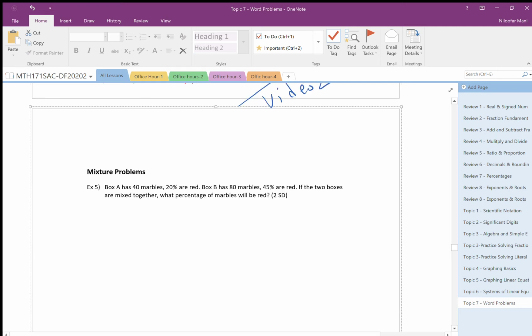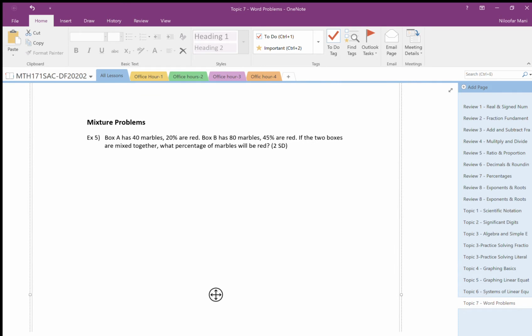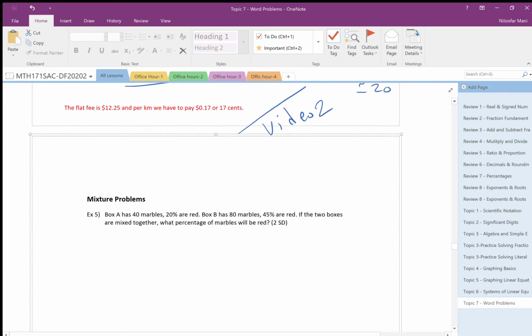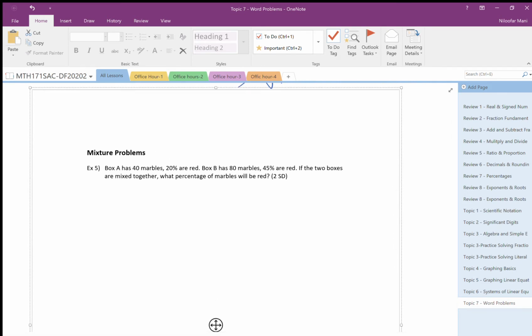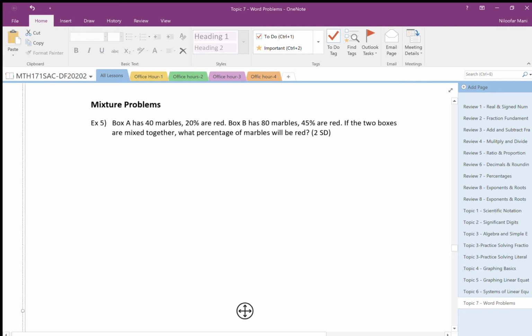So hi again. I continue on the lesson. Here we are going to work on more word problems. We are going to start mixture problems, but before I go to the formula, I want to have your attention for this question.